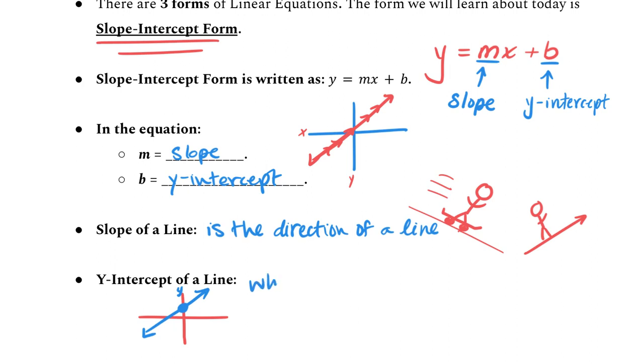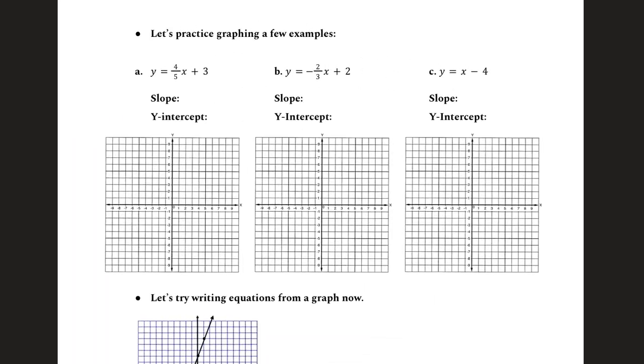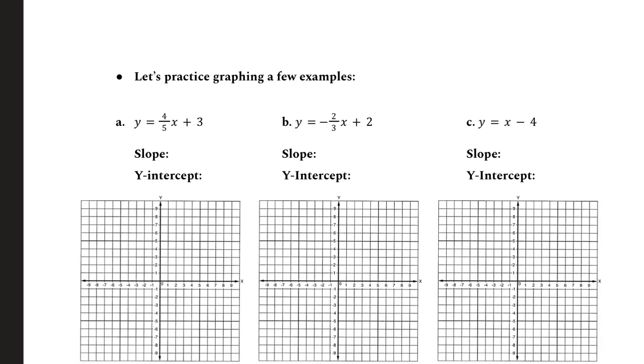Okay, so let's make that note. Where a line crosses the y-axis. That is the definition of the y-intercept. And now, I promise it's going to make sense once we actually start doing examples. Just stick with me on this. Okay, so next page. Let's practice graphing a few examples.